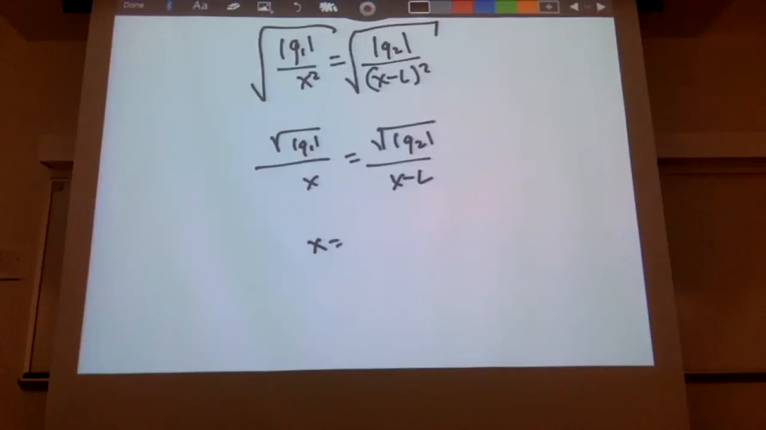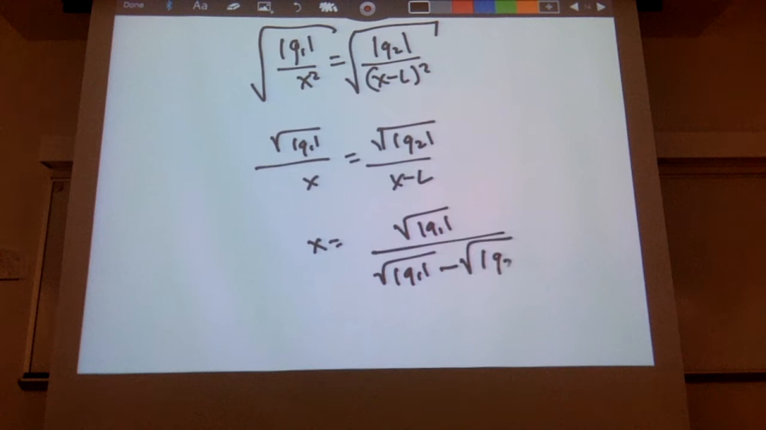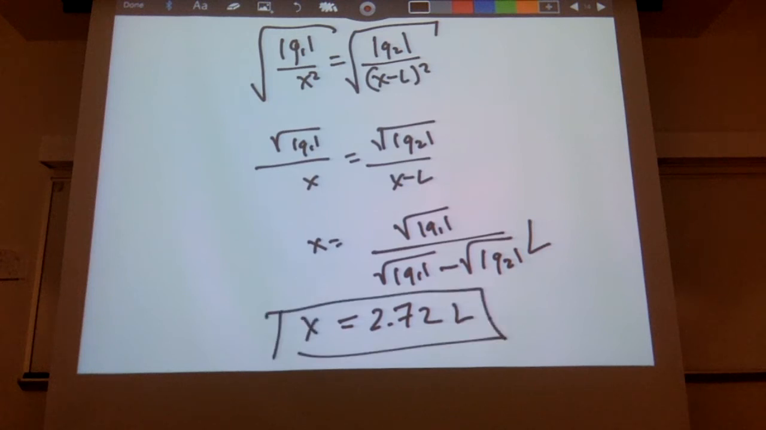We finally get that x is equal to the square root of q1 divided by the square root of the magnitude of q1 minus the square root of the magnitude of q2, all times L. Looking at our numbers, what we find in this case is this works out to be about 2.72 times the length. So this is the only place that we could have the total electric field equal to 0.